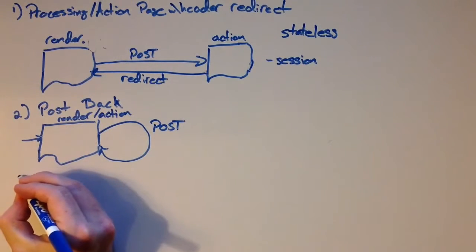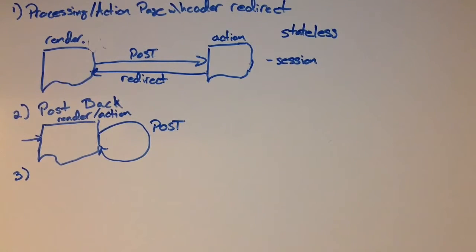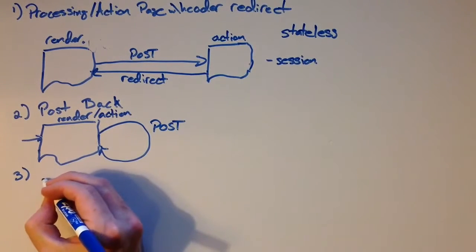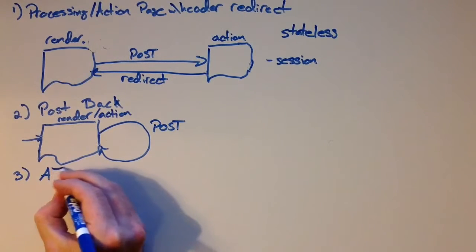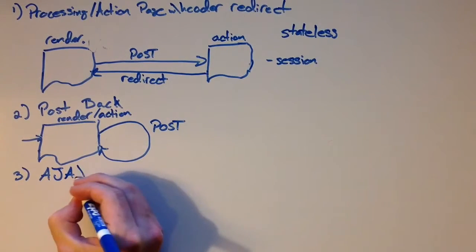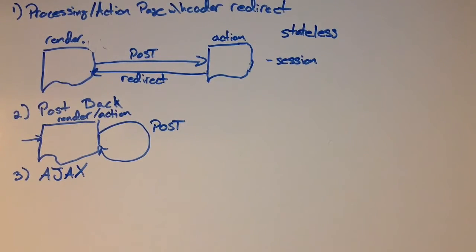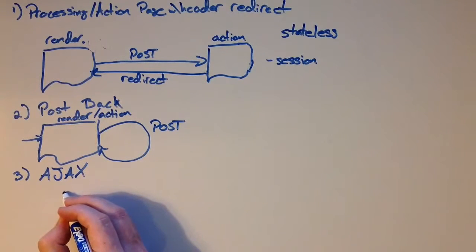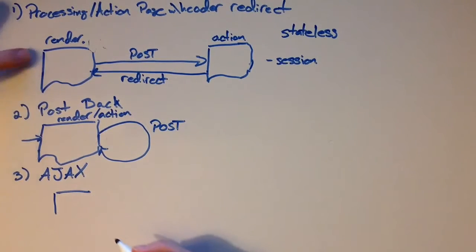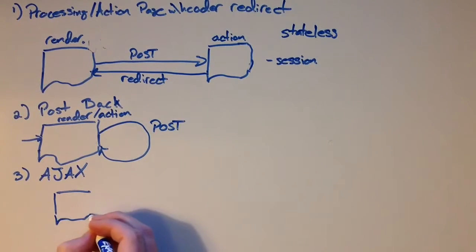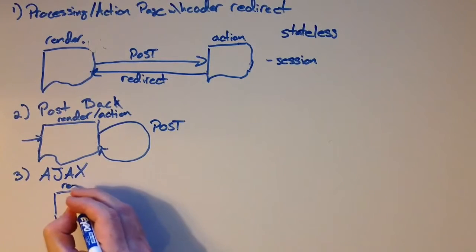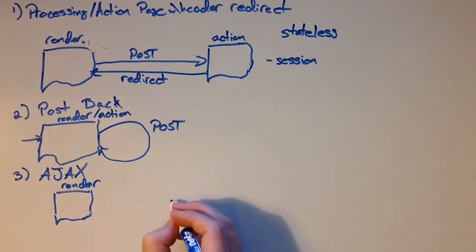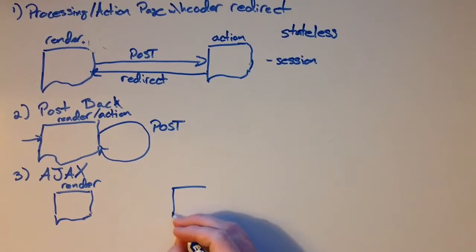The third way of going about this is relatively new. I didn't really start hearing about it until about 2007, and it's referred to as AJAX, which stands for Asynchronous JavaScript Execution. It kind of goes back to the first way where you have two pages. You would have a render page, and you also have an action page.